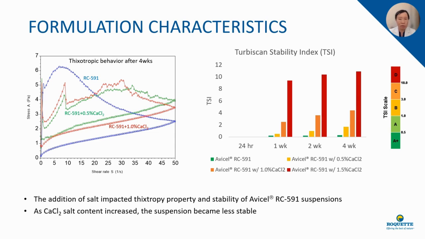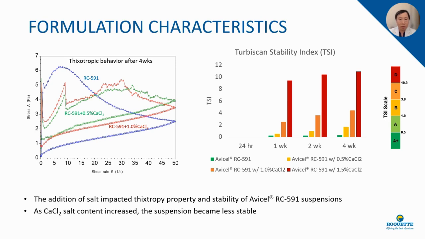weeks of storage. Also, due to the significant phase separation and flocculation, the suspension with 1.5% calcium chloride wasn't suitable for any rheology analysis. That's why the curve is not shown here in the figure on the left. Then the figure on the right shows the TSI values of the suspension during the stability study. The base RC591 formulation maintains a low TSI value, indicating a stable suspension.